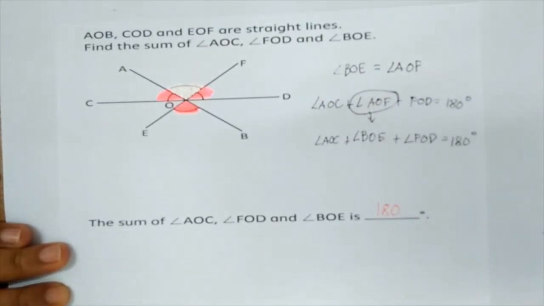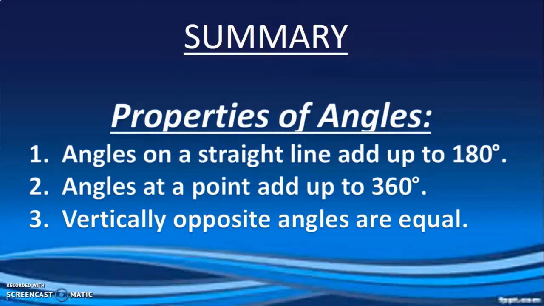180 degrees. To sum up our lesson, the properties of angles. Angles on a straight line add up to 180 degrees. Angles at a point add up to 360 degrees. And vertically opposite angles are equal.